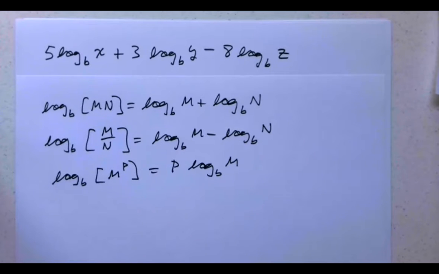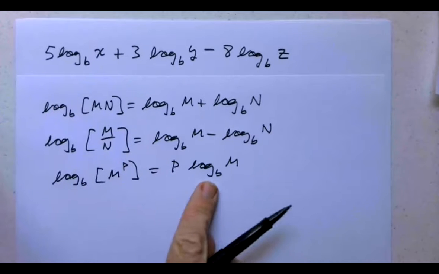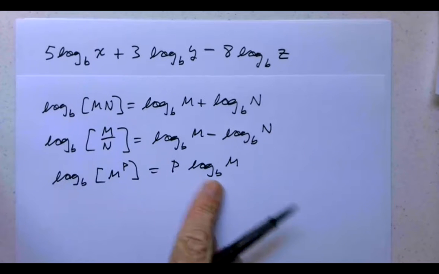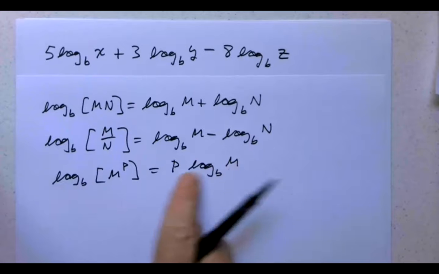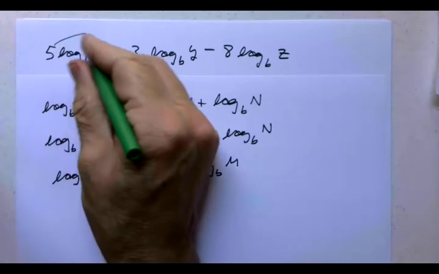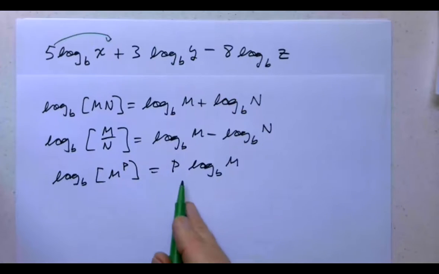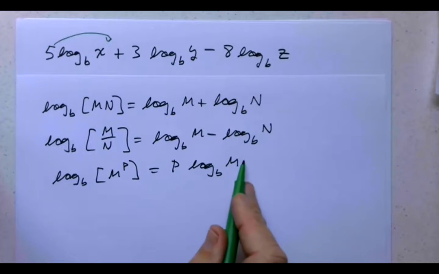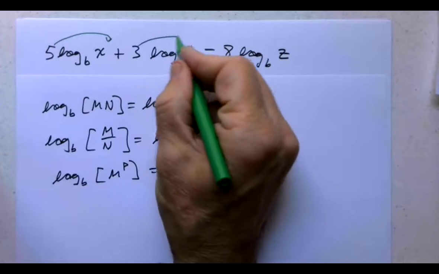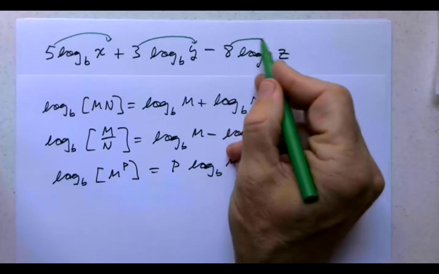So we want to rewrite this as a single logarithm. So I'm looking at 5 log b of x. It's like p log b of m. I can pull that exponent up, and I can think of that as log b of x to the 5th. So I'm going to think about pulling this 5 up. Same thing here. 3 times log b of y is like p log b of m. Pull the 3 up. That will be log b of y to the 3rd minus 8 log b of z, same thing.